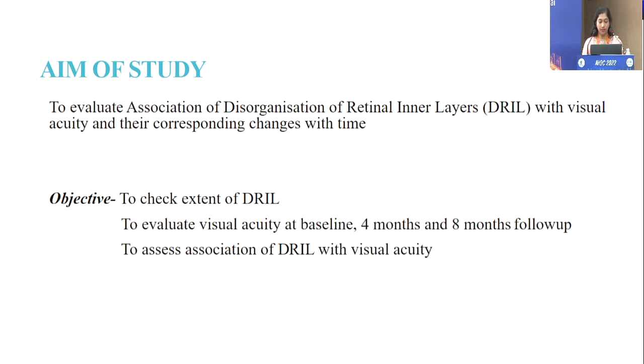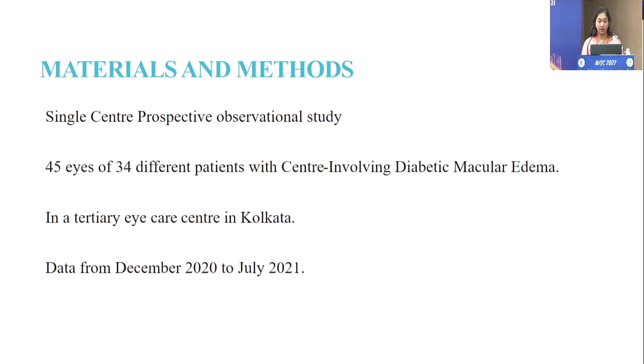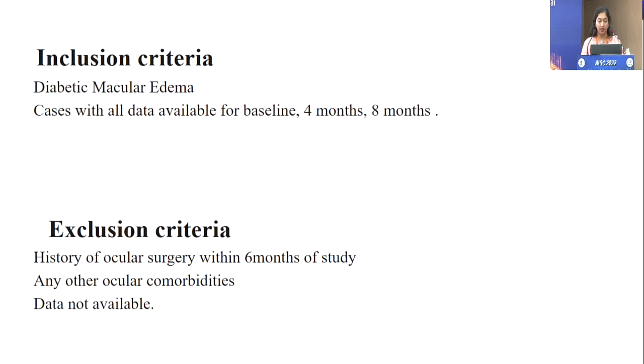The objective was to check the extent of DRIL, to evaluate visual acuity at baseline, 4 months and 8 months follow-up, and to assess the association of DRIL with visual acuity. It was a single center prospective observational study of 45 eyes of 34 different patients with center involving diabetic macular edema in a tertiary eye care center in Kolkata from December 2020 to July 2021. Inclusion criteria were diabetic macular edema and cases where all the data were available for baseline, 4 months and 8 months. Exclusion criteria were any history of ocular surgery within 6 months of the study, any other ocular comorbidities, or unavailable data.